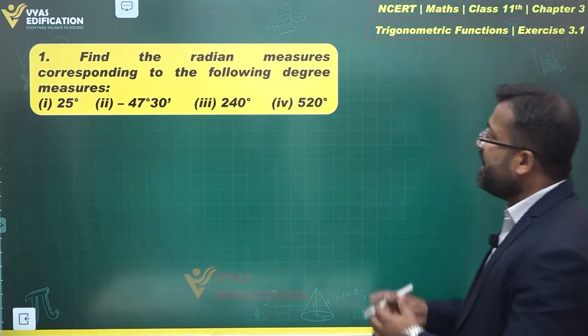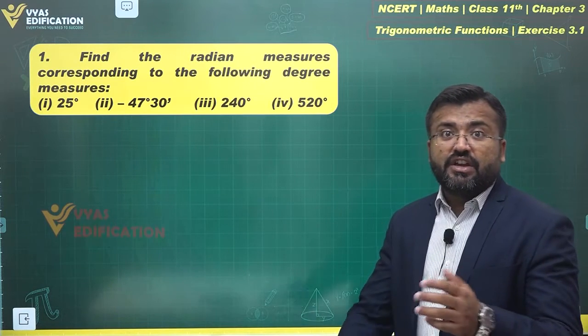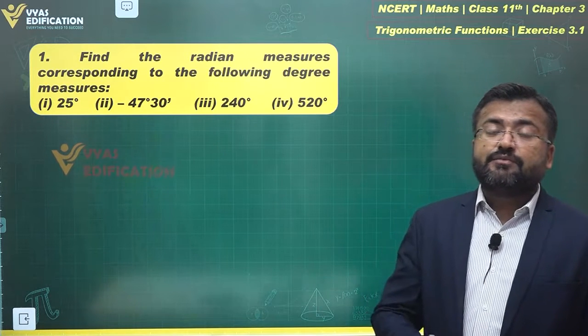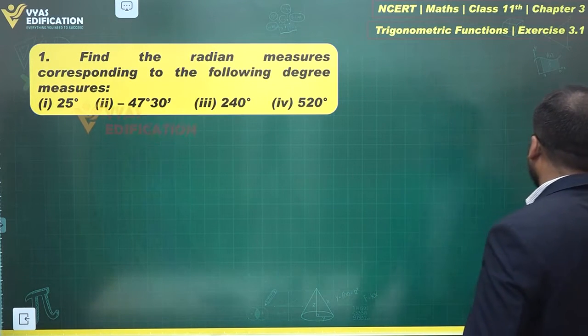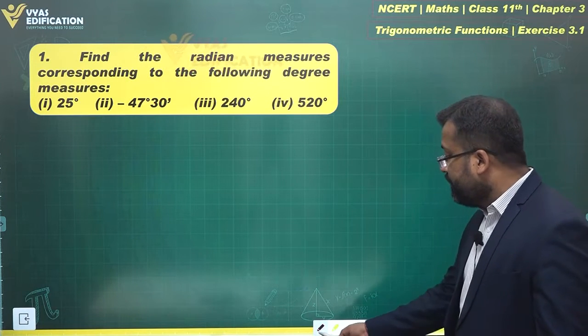What does the question say? Find the radian measures corresponding to the following degree measures. You're given some angle in degrees and you have to find an equivalent angle in terms of radians. Radians, that is the SI unit of angle. So how do we interconvert between these two things?